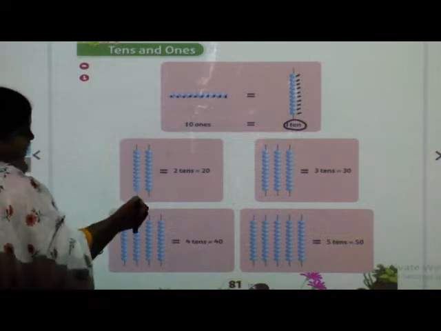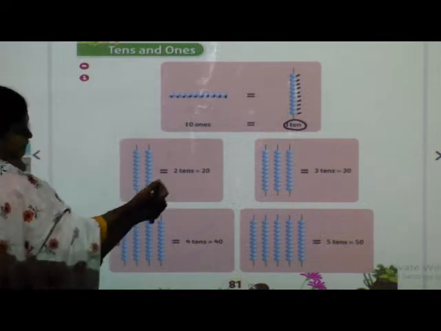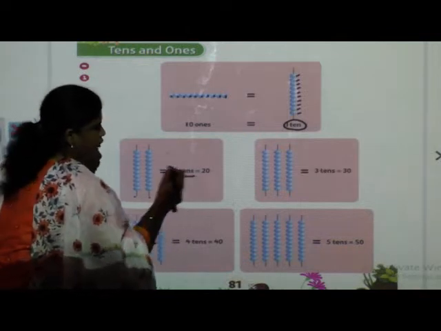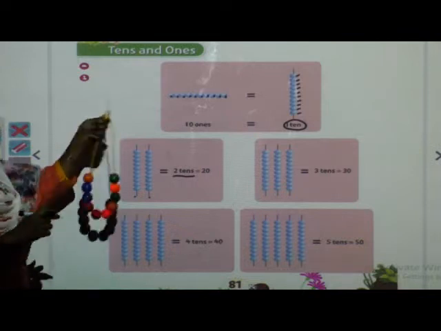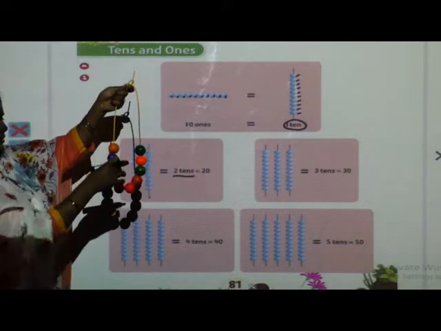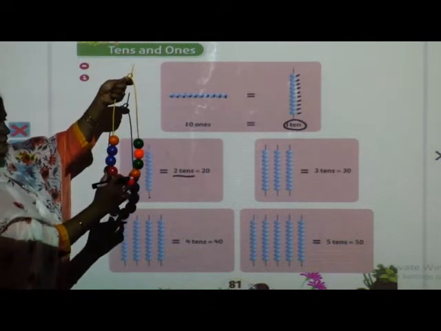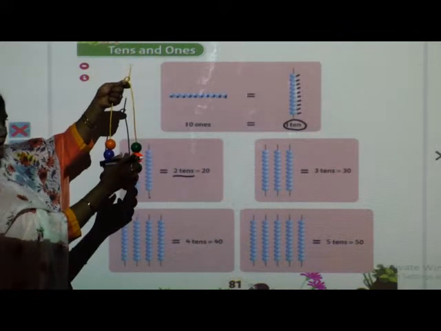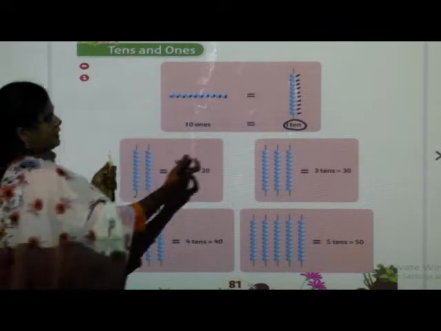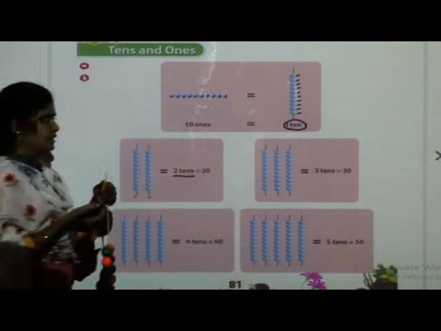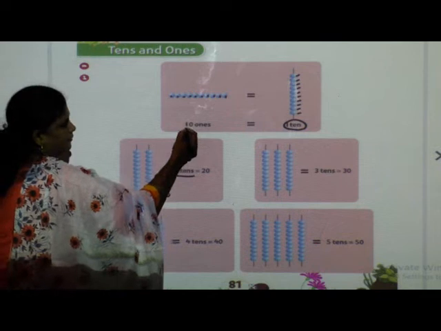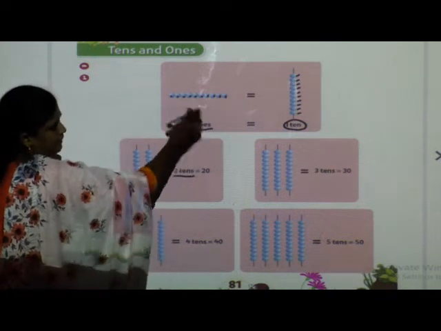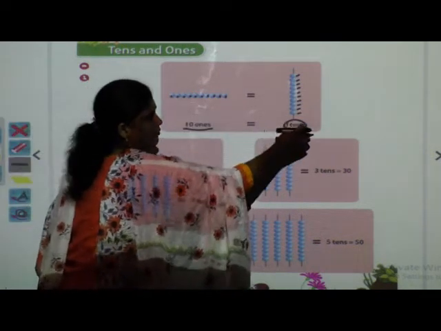Now see here also same thing is there. 2 tens they have told. What we have to say? 2 tens. Yes, in one bundle there are 10 beads. See, 1 2 3 4 5 6 7 8 9 10. So what we told here? 1 ten. Yes, and when 10 ones come together, it becomes 1 ten.